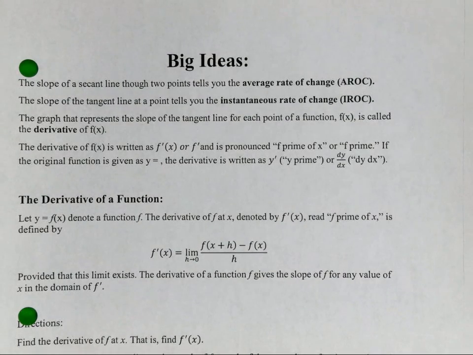The slope of the secant line through 2 points is the average rate of change. A secant line touches in 2 points, like a while ago when we had between x equals 1 and x equals 3. That is a secant line. The slope of the tangent line at that point is your IROC, your instantaneous rate of change. At that instant in the graph, what is the slope of that function? The graph that represents the slope of the tangent line, whatever the graph of that tangent line is, is known as the derivative. That is your derivative.